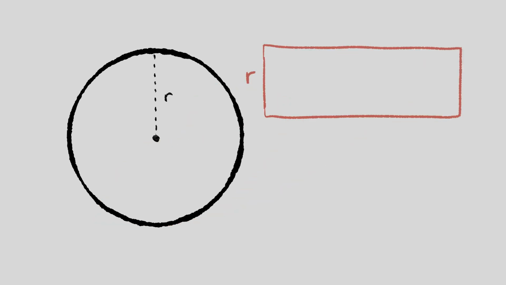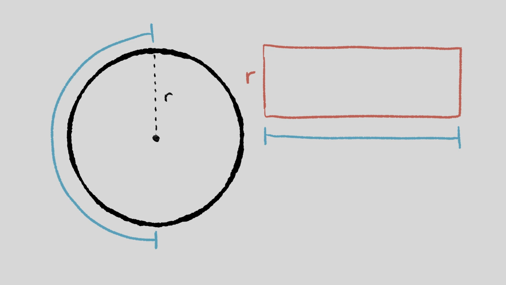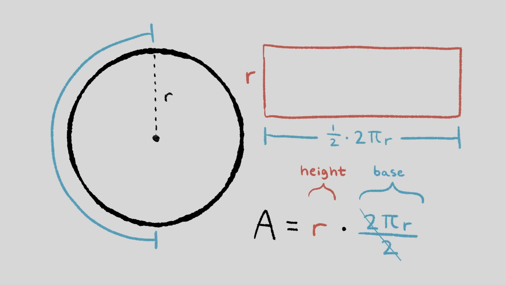This is because when you unroll a circle, it becomes a rectangle that we can measure. The rectangle's height is the circle's radius, and you'll find that the length of any unrolled circle will be half the length of its circumference. So this is the circumference formula, and this is us cutting it in half. Now, you use this base and height to get the area of the rectangle, and hence the area of the circle.